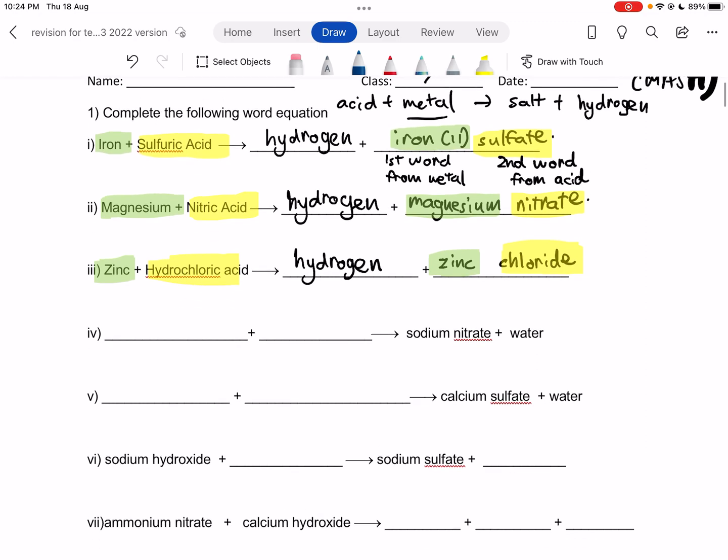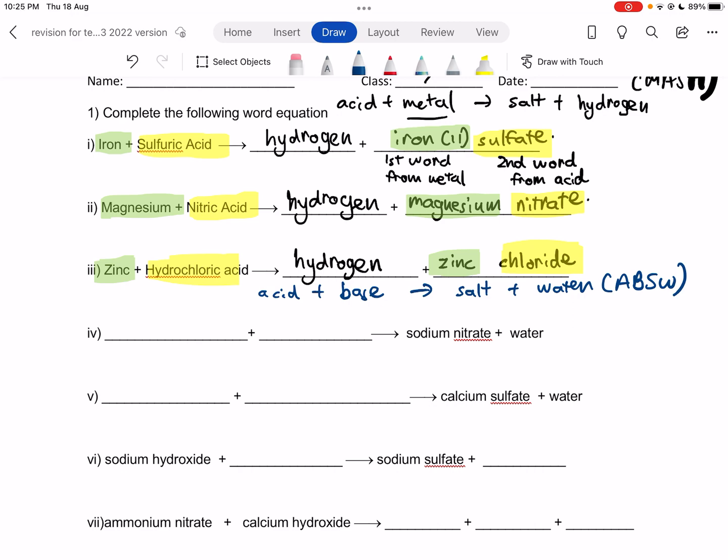Let's look at the next three. We have a case of what we call acid plus alkaline reaction. This will give you salt plus water. Or acid plus base, sometimes I just say acid plus base. Acid plus base gives you salt and water. So often we call it ABSW.